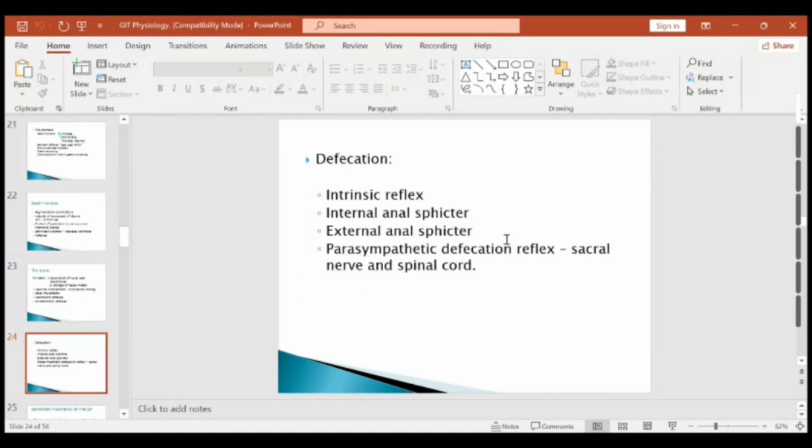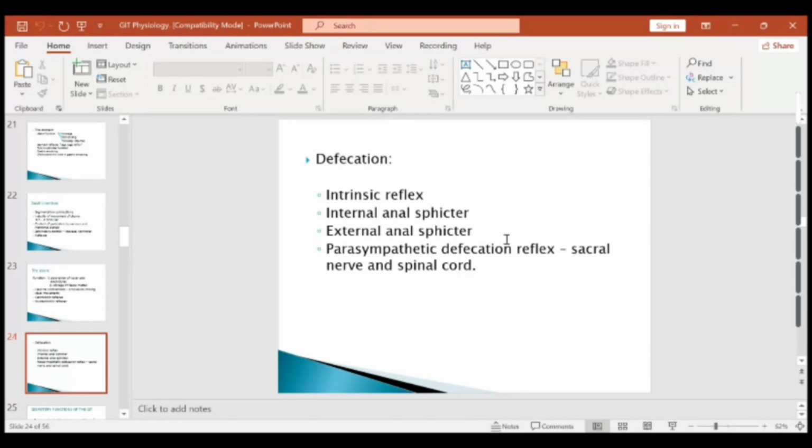So yes, this is the defecation process. It's an intrinsic process, and it involves the internal anal sphincter together with the external anal sphincter. I hope you remember from your anatomy that the internal anal sphincter is smooth muscle, and anything made up of smooth muscle is under involuntary control. The external anal sphincter, which is about two-thirds of the anus, is made up of skeletal muscle and is supplied by the pudendal nerve. And you can have conscious control of that one.